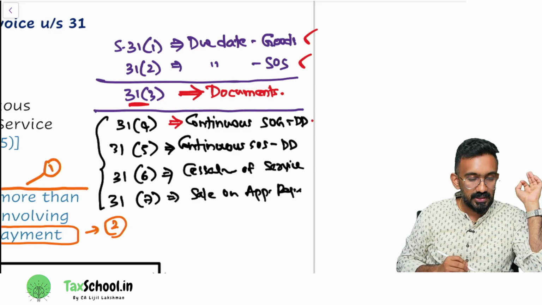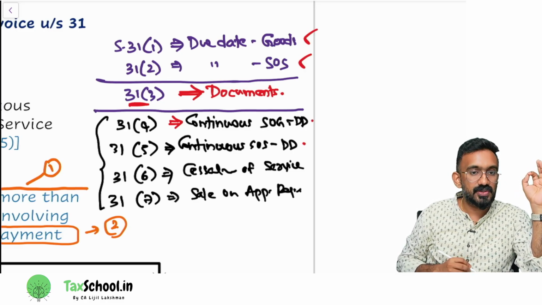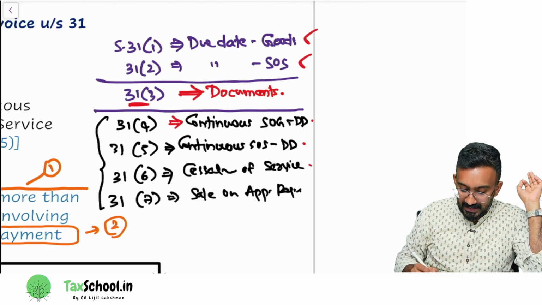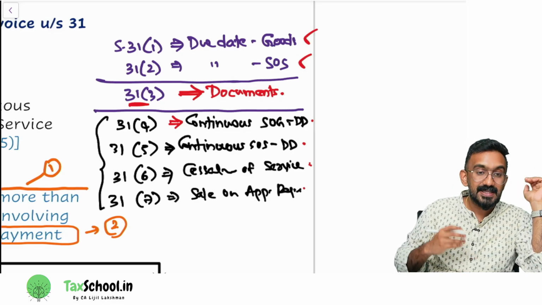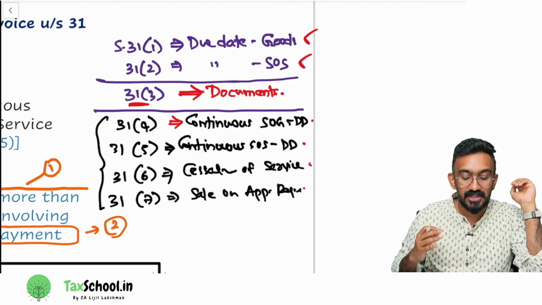What is the due date in 31.4? Continuous supply of service. What is the due date in 31.5? 31.6 talks about cessation of services before completion. 31.7 talks about sale on approval or reject basis. What is the due date?